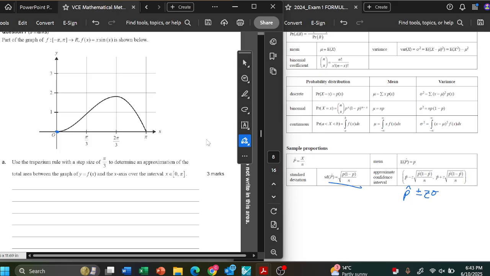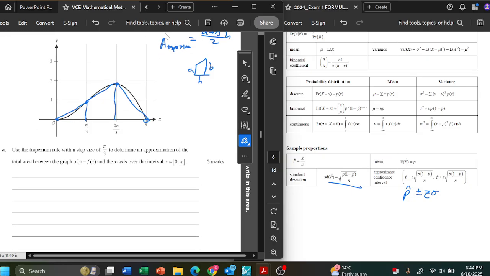We're told that the trapeziums are going to have a step size of pi on 3. So that's going to be our first trapezium, our second trapezium, and our third trapezium here. Remember, the area of a trapezium is equal to (a plus b) over 2, times h, where the trapezium looks like this. That's our h, that's our a, that's our b. This is our little trapezium here. So we need to find each of those areas.